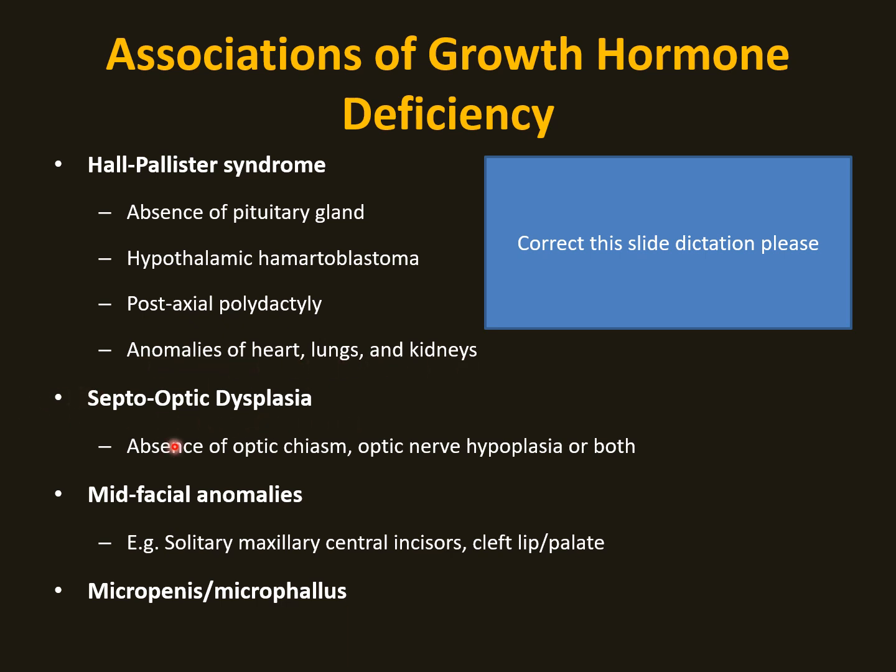Septo-optic dysplasia, absence of the optic chiasm, optic nerve hypoplasia. Midfacial abnormalities like a single central tooth, cleft lip, cleft palate, micropenis, microphallus. These conditions may be associated with growth hormone deficiency.